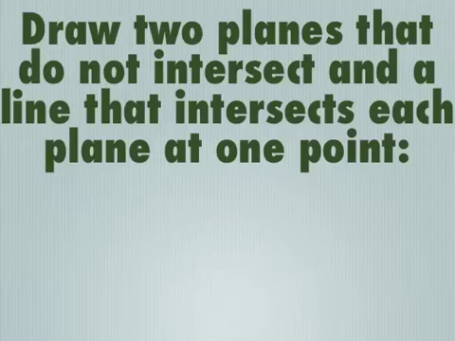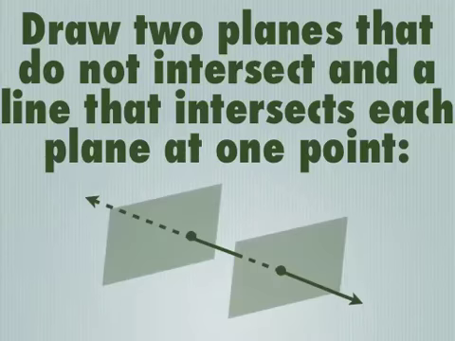The next example asks us to draw two planes that do not intersect and a line that intersects each plane at one point. This one gets kind of tricky. Two planes that do not intersect. So I need to have them be two parallel planes because parallel lines or planes do not intersect. And then a line that intersects each plane at one point. I'm going to start with the two planes. If you can imagine that you have two pieces of paper kind of standing up, or two books kind of standing up, and then a line that intersects each at one point.